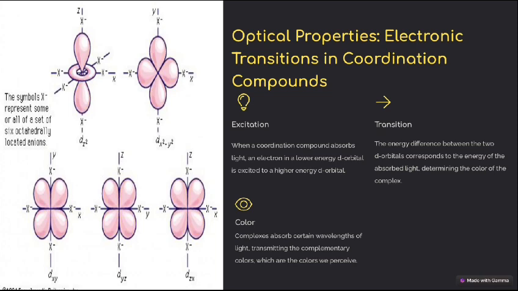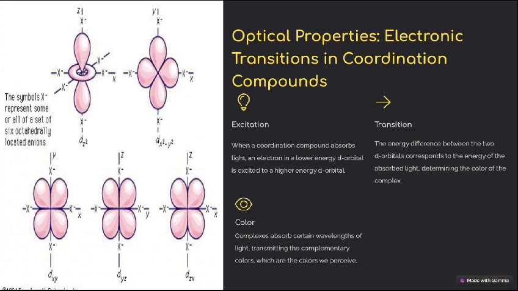Optical properties, electronic transitions in coordination compounds. Excitation: when a coordination compound absorbs light, an electron in a lower energy d orbital is excited to a higher energy d orbital. Transition: the energy difference between the two d orbitals corresponds to the energy of the absorbed light, determining the color of the complex.